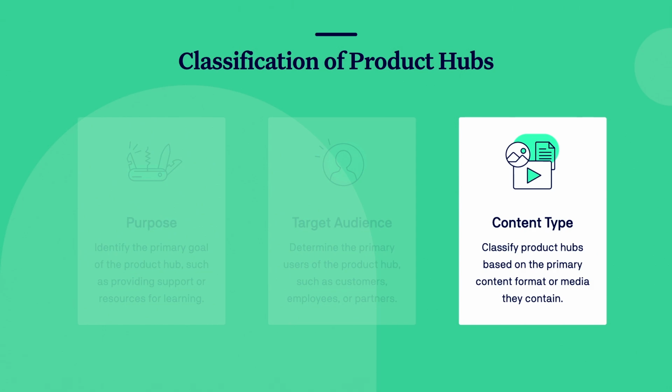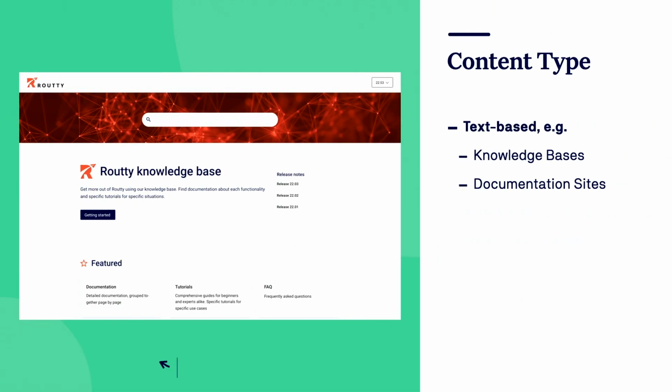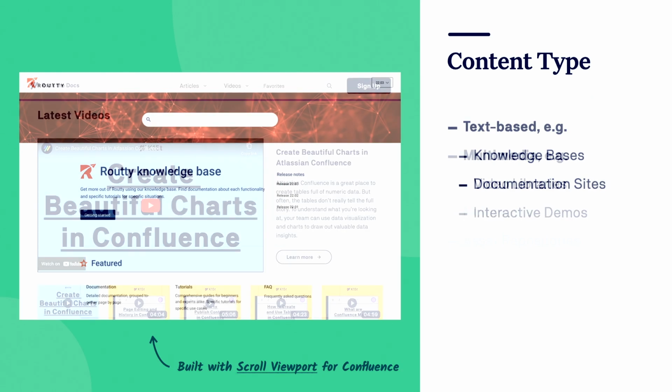And our final criteria for classifying product hubs is the content type. Depending on the kind of information that will be featured in the hub, you can classify these different kinds of product hubs. Some examples include text-based hubs, which mainly concentrate on written content, like articles, guides, and documentation. These include examples like documentation sites and knowledge bases, which provide comprehensive written resources for the users.